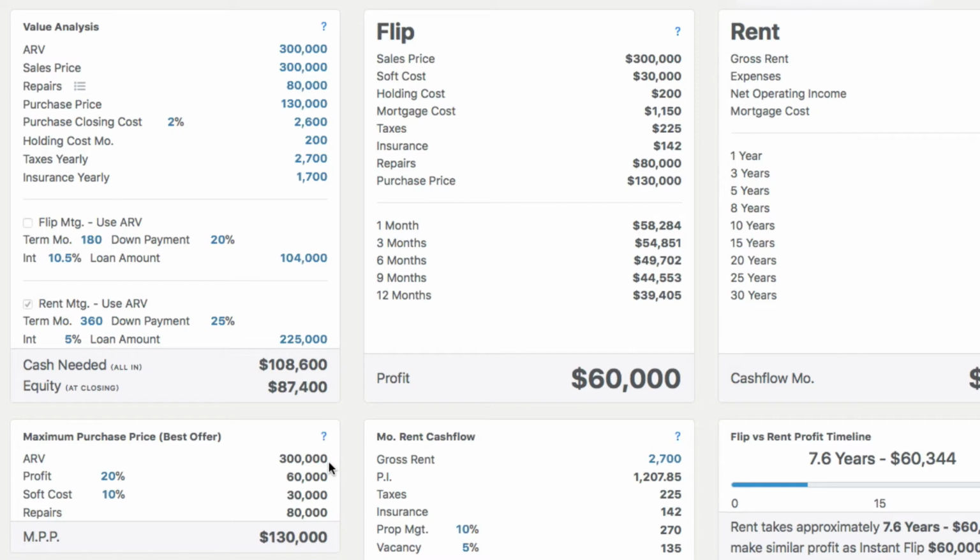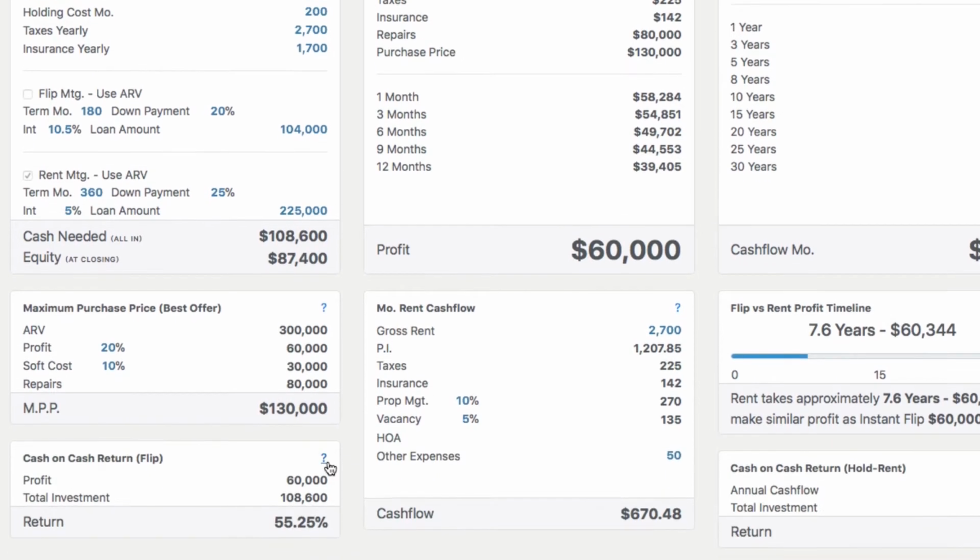Maximum purchase price or best offer. Here we'll calculate from the after repair value what our profit is that we want to make on the property, our soft cost. When we resell the property, we're going to have probably 6 or 7% realtor's commission, 2 to 4% closing cost, and that's where you'll be able to handle that. And then our repairs. From there, we can estimate what our best offer should be when we try to purchase this property. We will calculate our cash-on-cash return on our flip.